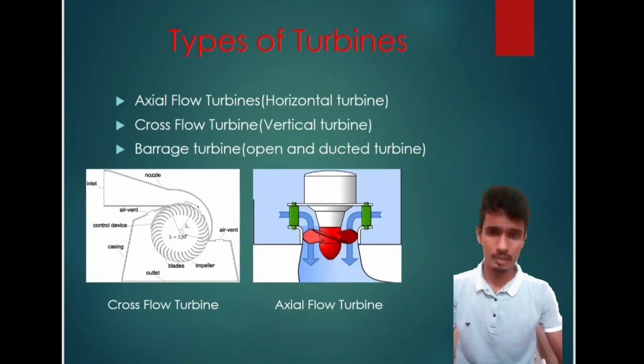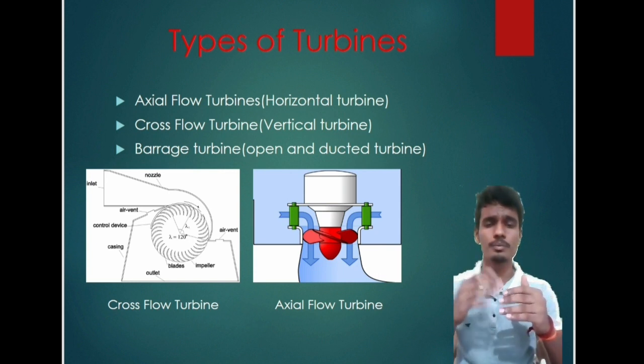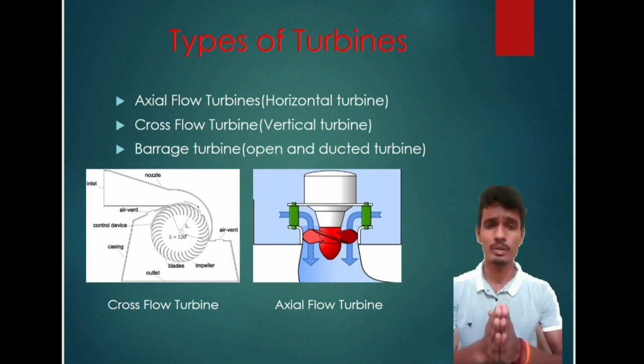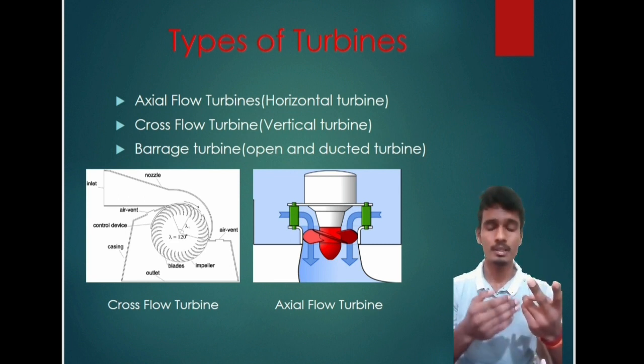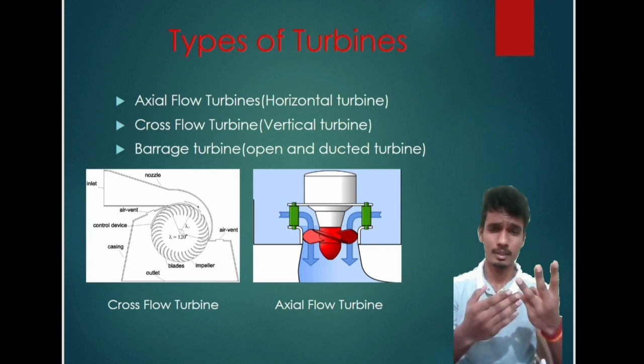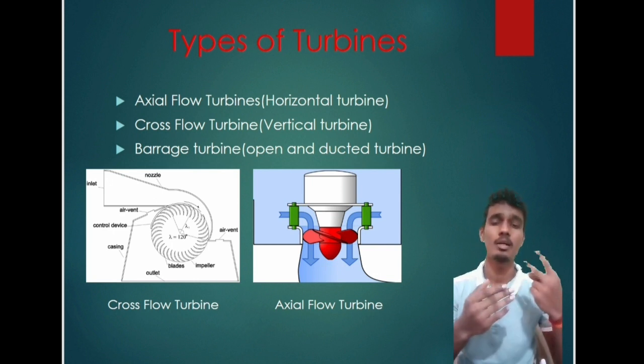Myself, roll number H25. I will be explaining the types of turbines to you. In our presentation we have included three types of turbines. The first is the axial flow turbine, the second is the cross flow turbine, and the third is the barrage turbine. I will be explaining the first two types, the axial flow turbine and the cross flow turbine.